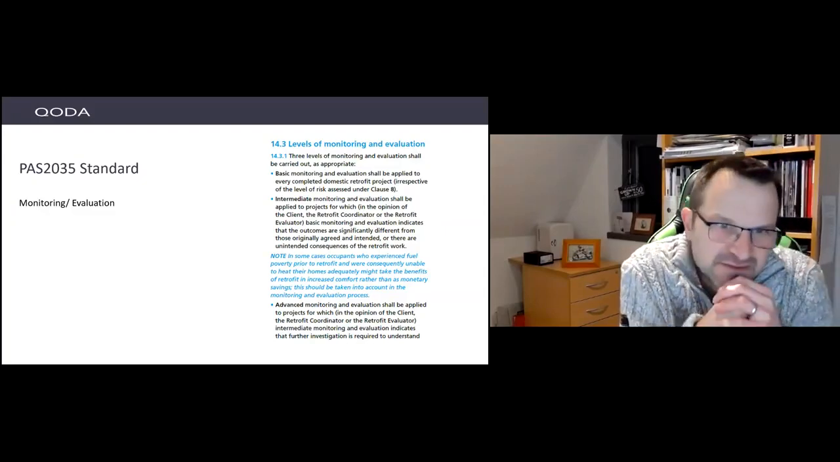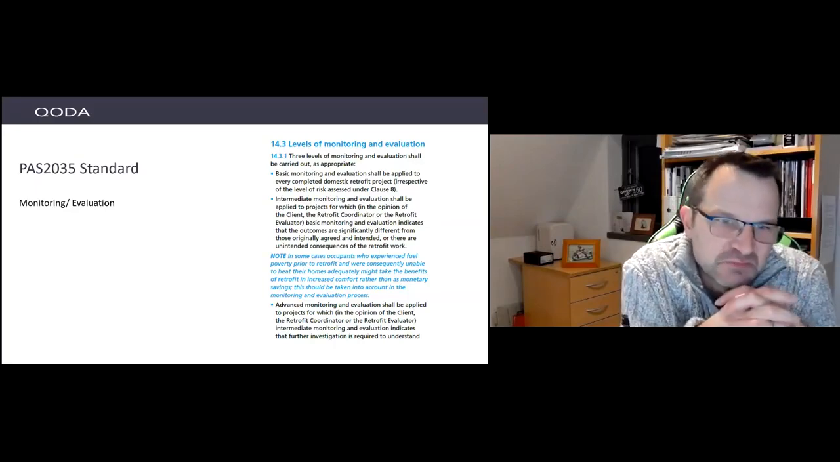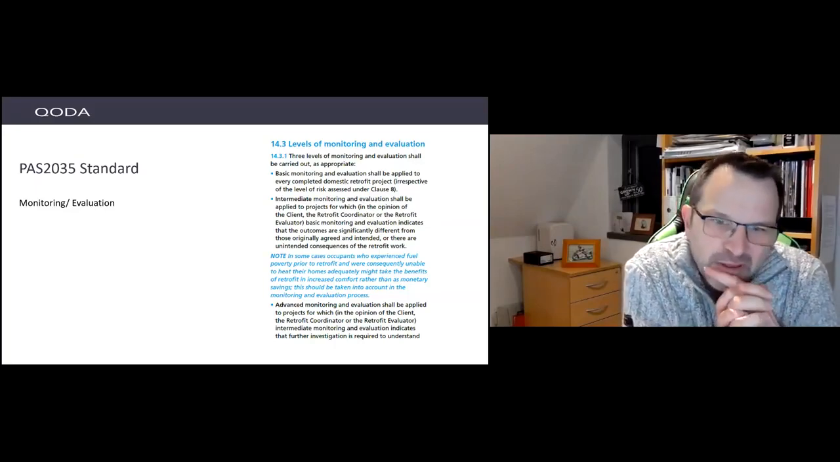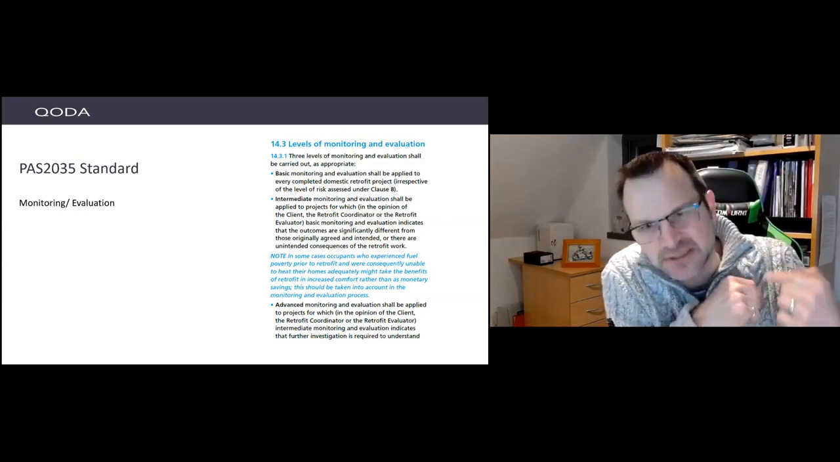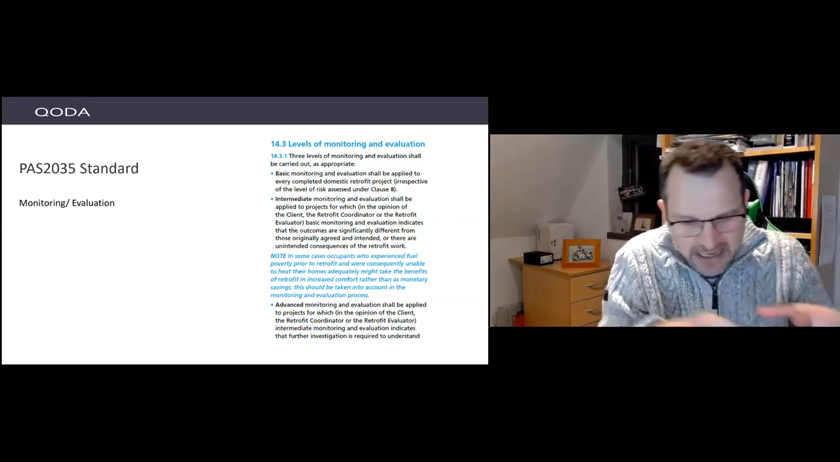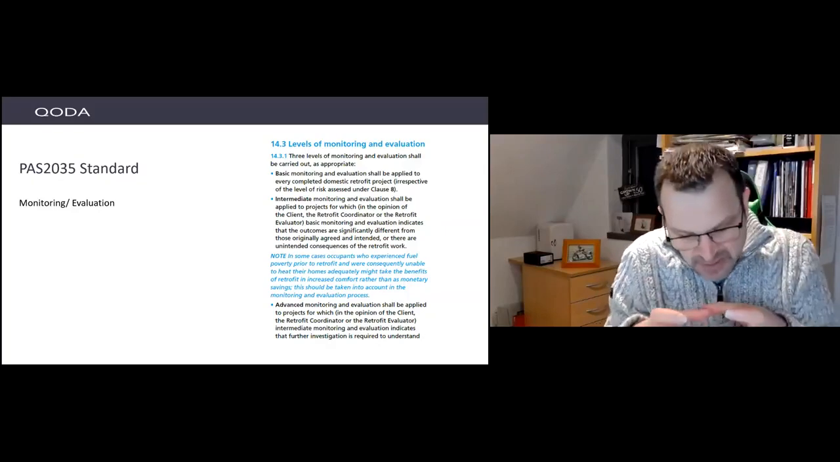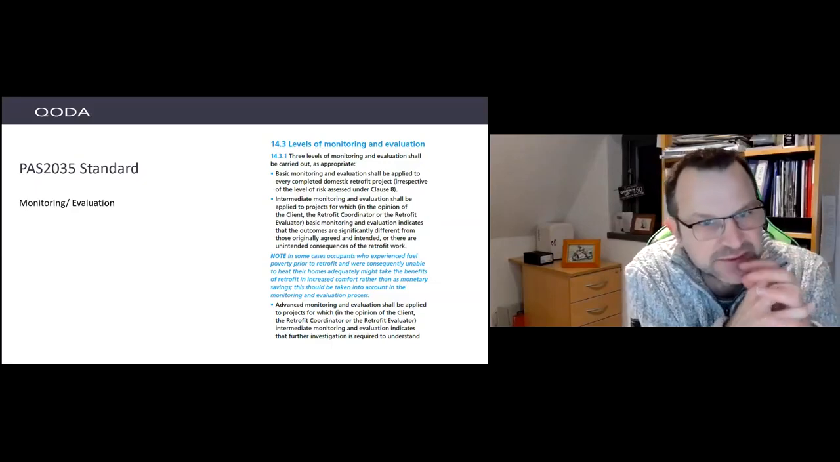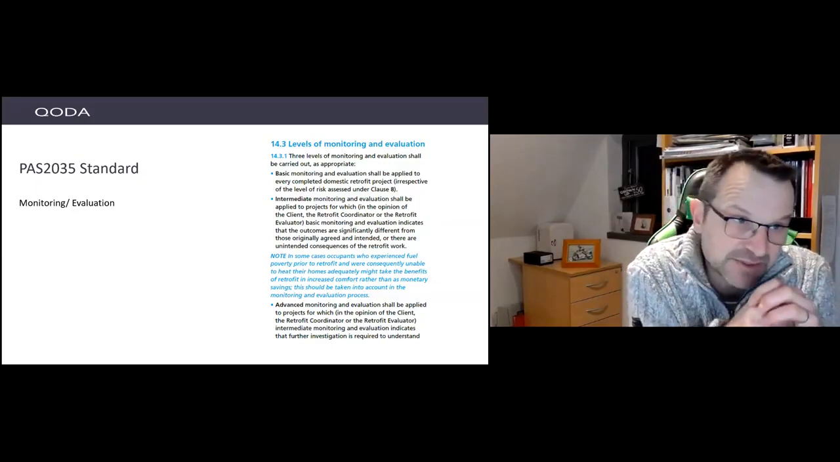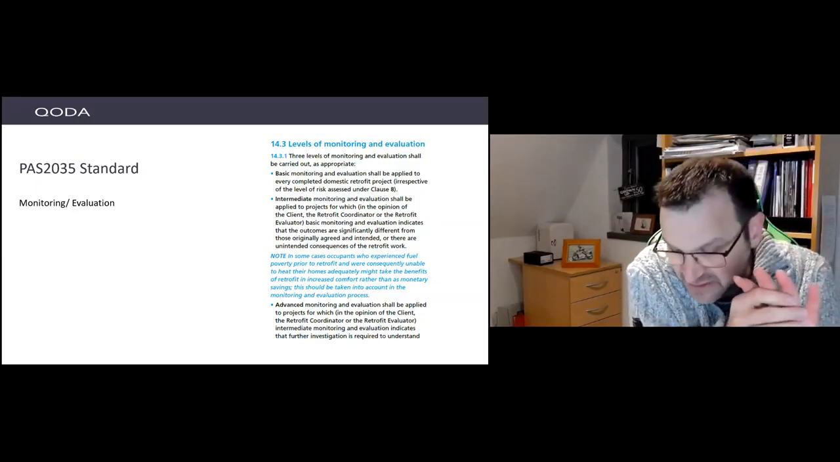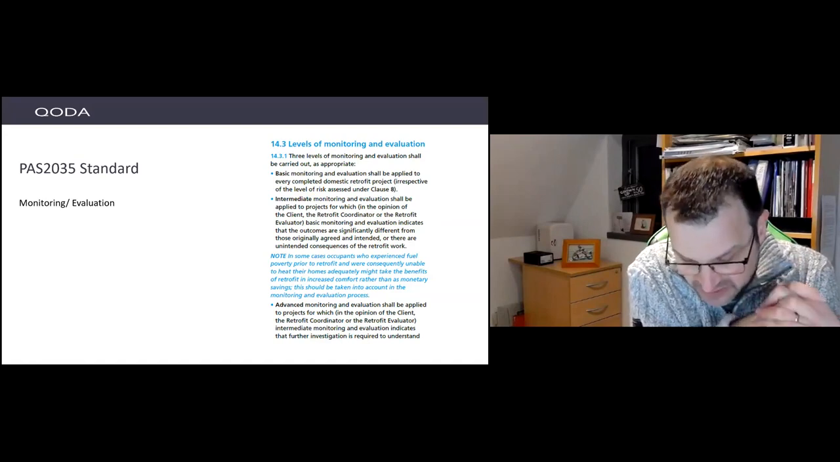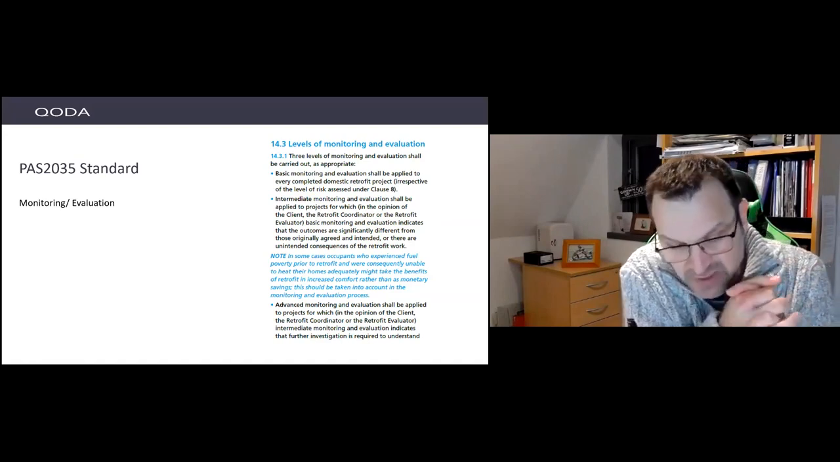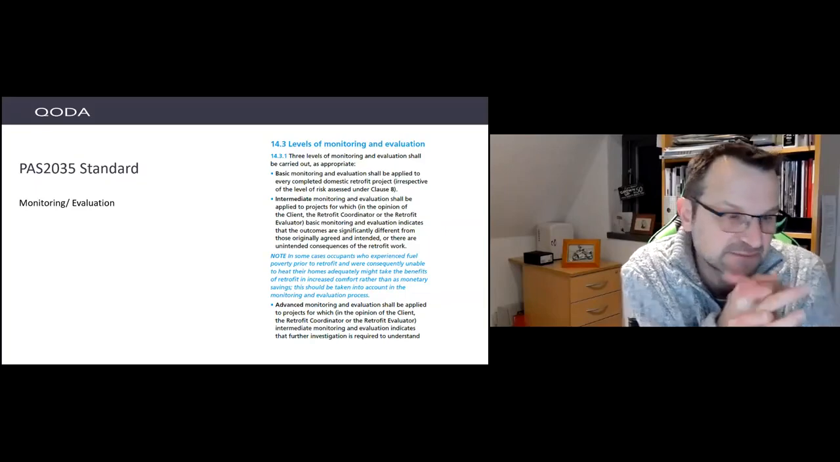And PAS 2035 is now starting to introduce this idea of trying to monitor and find out how effective the interventions have been. The idea is that we're trying to introduce a quality circle, finding out information and then improving the design as and when we come back to another building in the future. But it's also helping to protect those occupants in their homes by monitoring what's going on in their home and making sure that the retrofit has been successful for that individual.